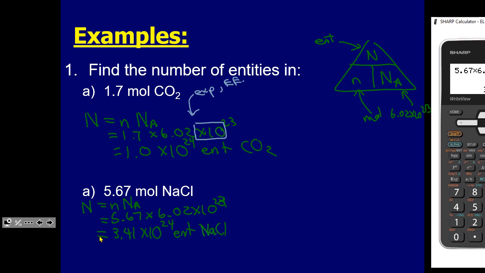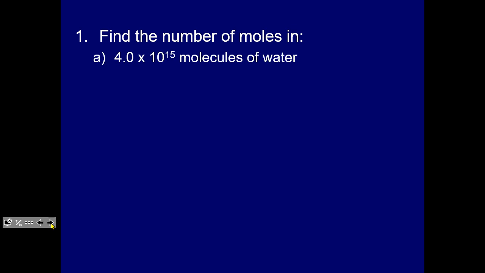All right. Let's move on. Let's do the calculation the other way. Find the number of moles in. Again, my triangle: entities, moles, Avogadro's number. This time I want to find the number of moles. So I cover up the N. That means moles is equal to entities divided by Avogadro's number. That makes good sense. We're doing the opposite calculation.